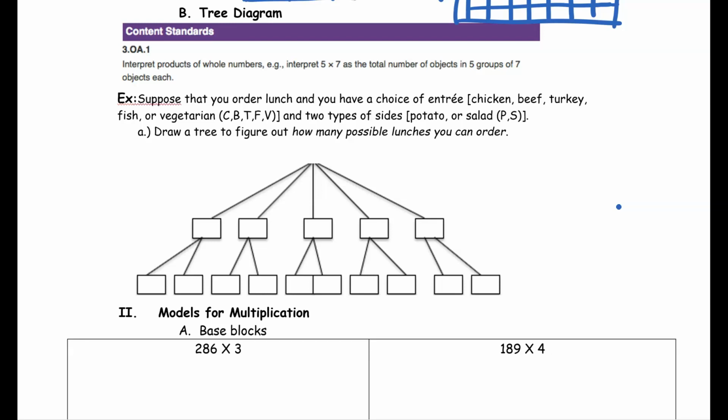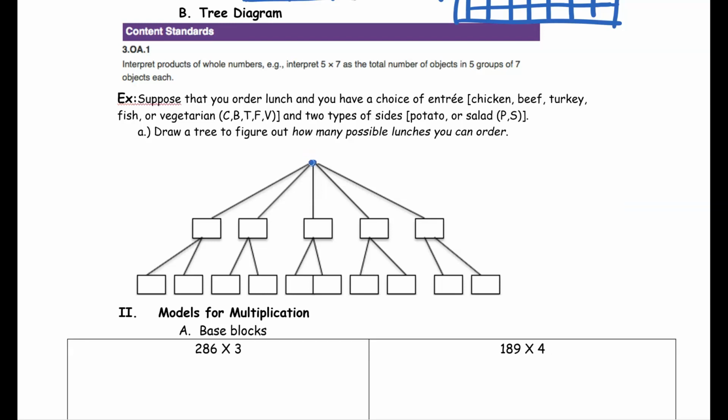So take, for example, suppose that you order lunch and you have the choice of 5 different entrees. So you can get chicken, beef, turkey, fish, or vegetarian. Okay, and then no matter what you choose for entree, you have 2 types of sides to choose from. You can choose a potato to go with your meal or a salad. So we could draw a tree diagram to figure out how many different possible lunches you can order.